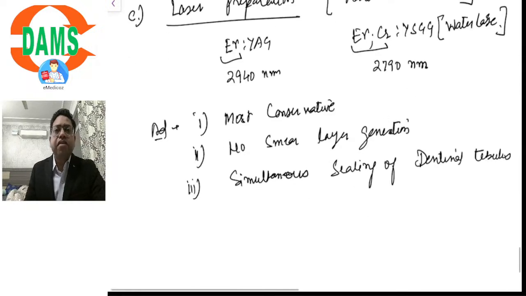Why is there simultaneous sealing of dentinal tubules? Because of the laser energy, the hydroxyapatite crystals melt and flow and occlude the dentinal tubules due to melting of hydroxyapatite crystals by the energy of lasers. Simultaneous sealing of the dentinal tubules happens.